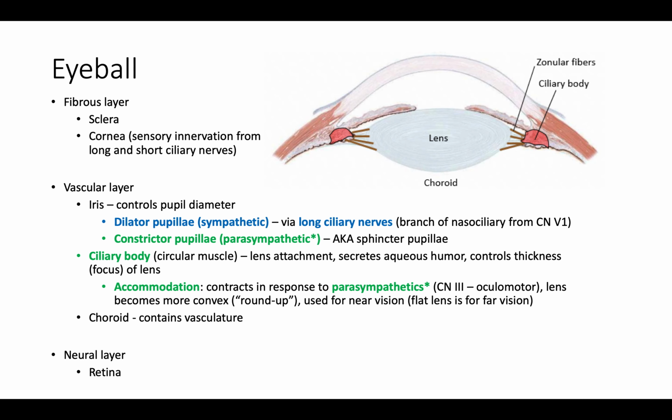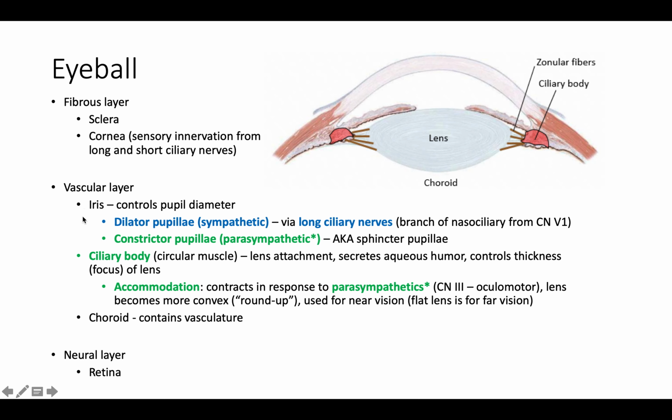So here's our eye. So we've got this fibrous layer of sclera, which is the white portion that we can see if we're looking at somebody's eyes, and then the cornea, which is going right over, right where you would put a contact lens is where your cornea is located. And the sensory innervation comes from the long and short ciliary nerves, which we're going to learn about in a little bit. So the iris is going to control the pupil diameter, and so it's going to either let more or less light come in.